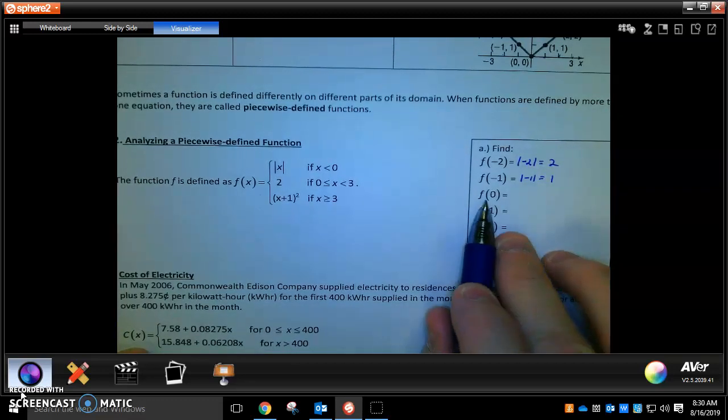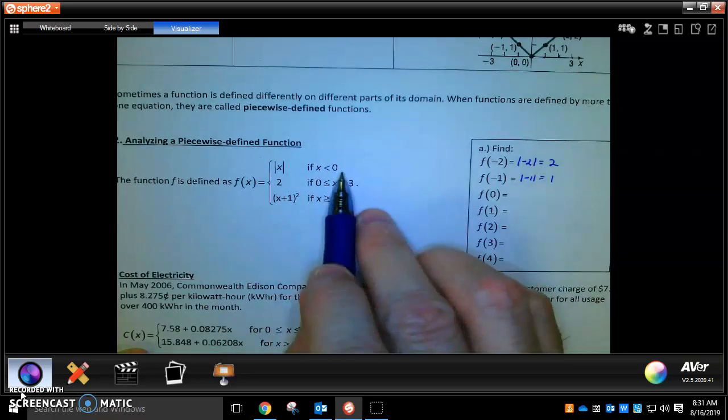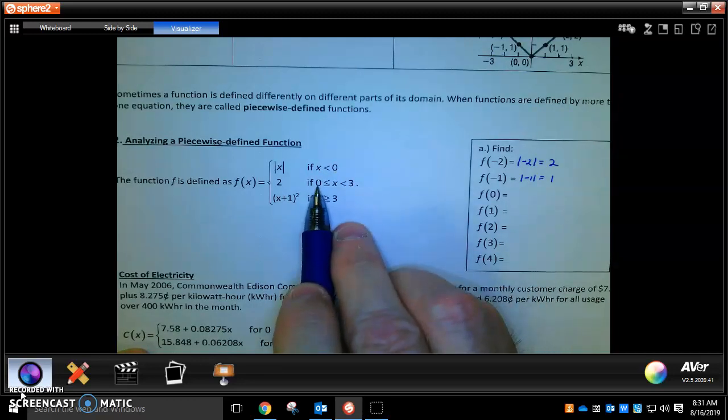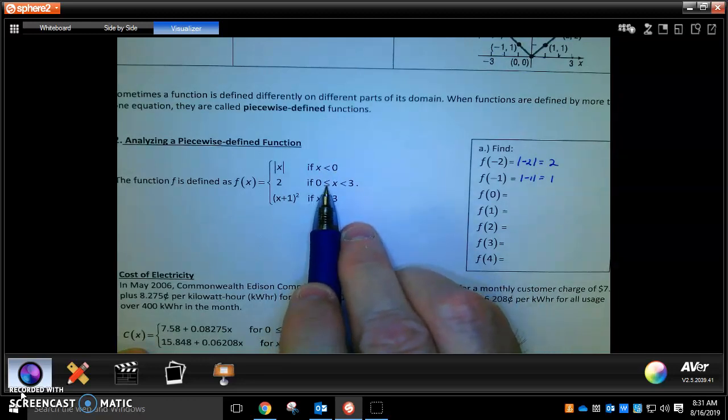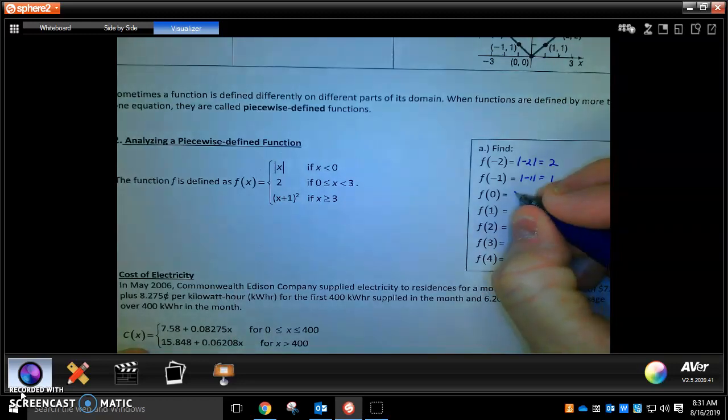Okay, what would f of 0 be? Well, if you look at this, once we plug in a 0, you'll see 0 twice. But this one says x less than, this says 0 less than or equal to. So this is the one you use when x is equal to 0. Well, when x is 0, your function is just 2. That's it.